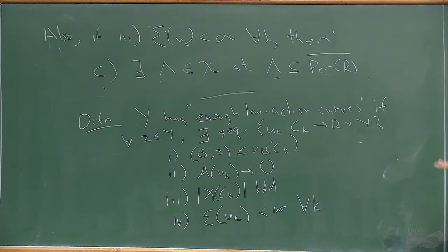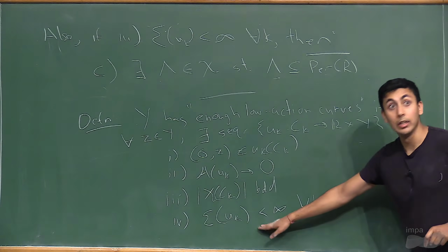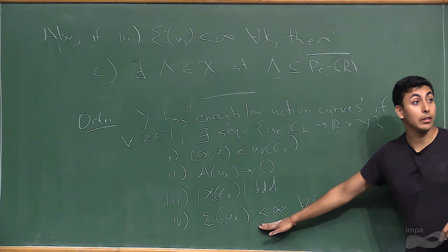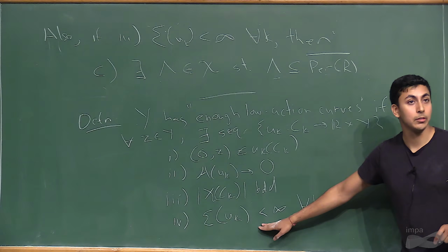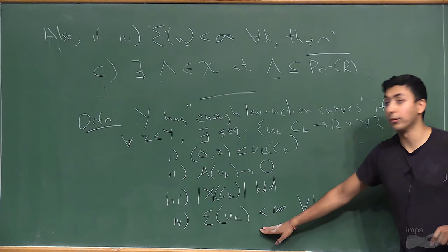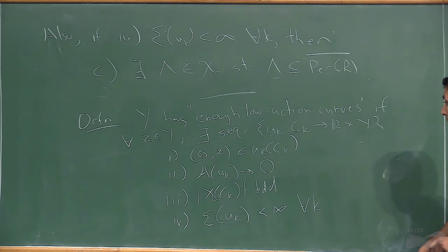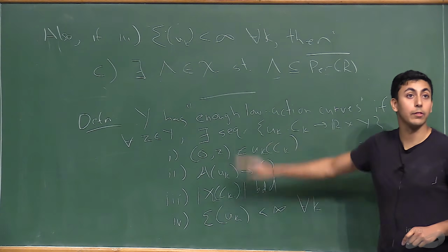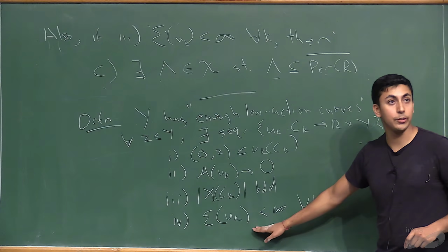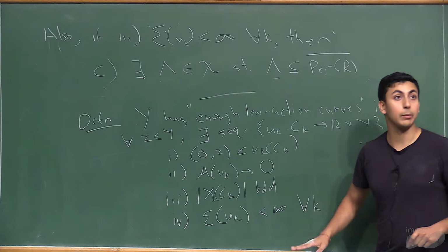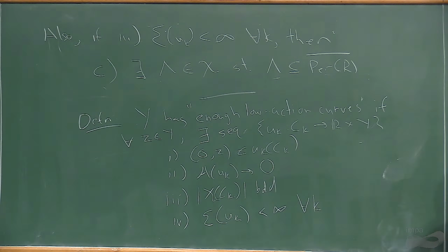And just to stress exactly what I mean by this assumption, I'm not assuming that the Hofer energies are uniformly bounded. In this case, the theorem would be known. Or, in this case, you could get a lot more from having enough low action holomorphic curves. So the Hofer energies, I'm just requiring that they're finite, but they might blow up as k goes to infinity.